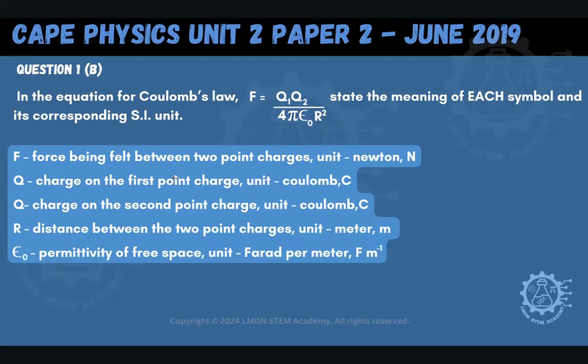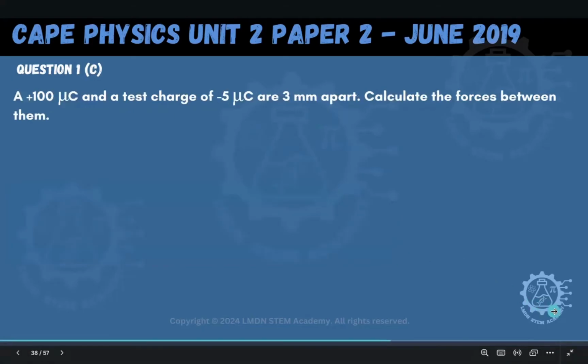And then epsilon naught, now this one right here is known as the permittivity of free space, and it has SI units of farad per meter, also written for short as F m to the minus 1, okay? So now we've accounted for every symbol here. Of course, you know pi is just 3.14, doesn't have an SI unit, so I don't think that's required here. All that's required is the F, the Q's, the epsilon naught, and the R. And so we've captured all of that, and so let's move ahead now.